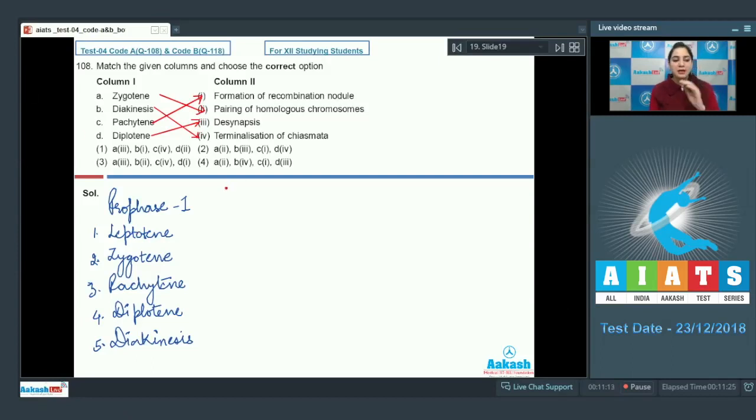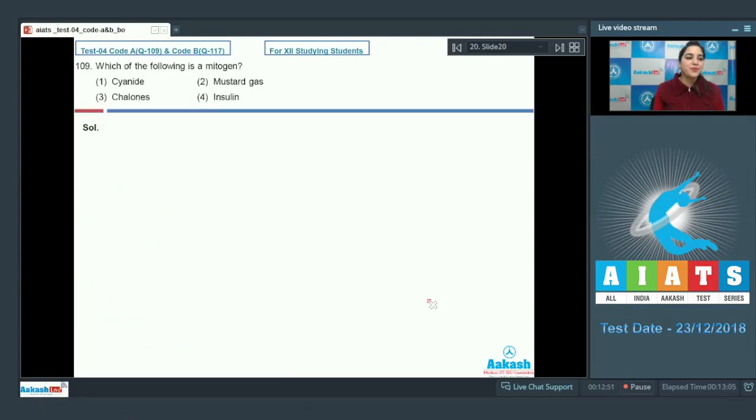So if we connect all these functions with the choices given here, we arrive at A has 2, B has 4, C has 1, D has 3, which is option number 4. So I'll write down the answer is option number 4. Now let us move further.